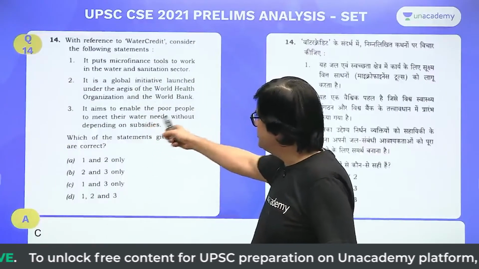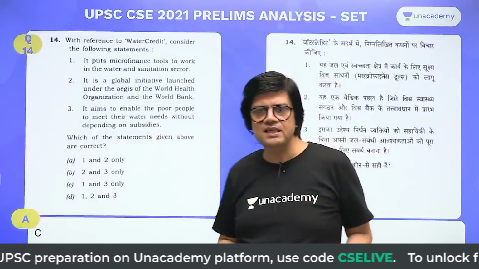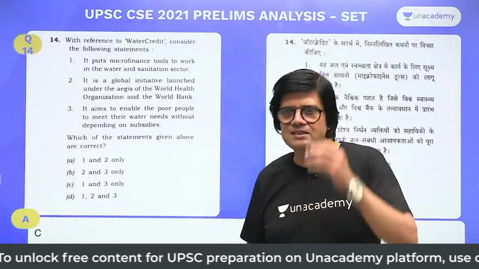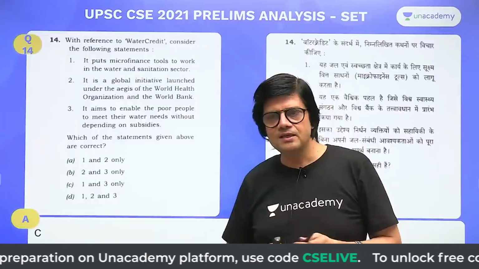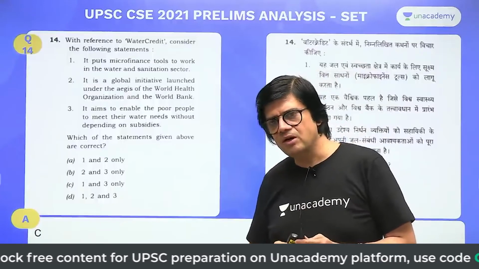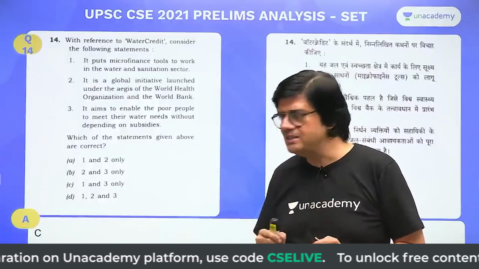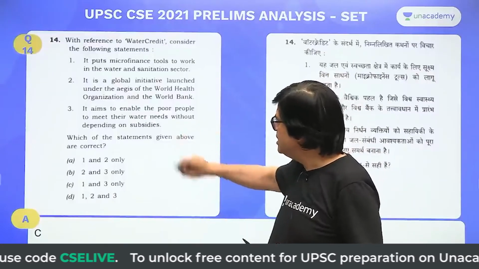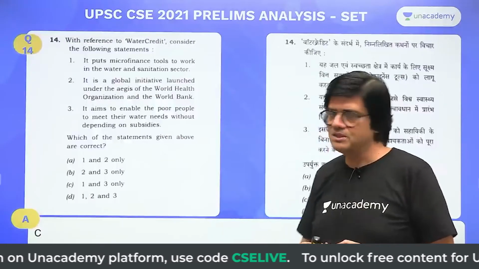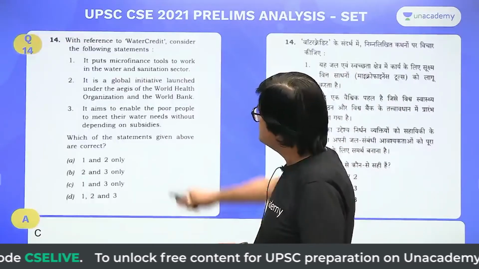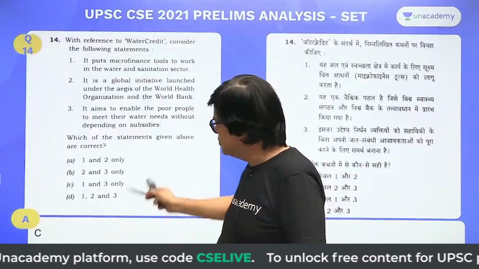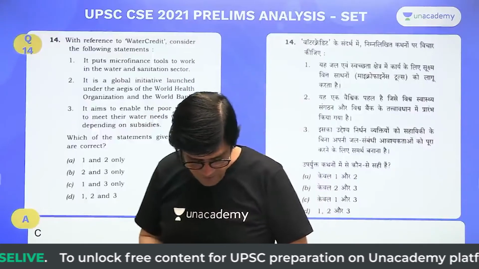So it aims to enable poor people to meet their water needs without depending on subsidies. Obviously, that is the idea, that they don't have to bank only on subsidies. We know that through subsidies, we cannot completely solve the problem. There will always be gaps in solving that particular problem if we rely only on subsidies. So here the idea is going beyond subsidies and aiming to enable the poor people so that they are able to meet their water needs without depending only on subsidies. Therefore, out of the three statements given, statements 1 and 3 are correct, and so C would be the right option for this.